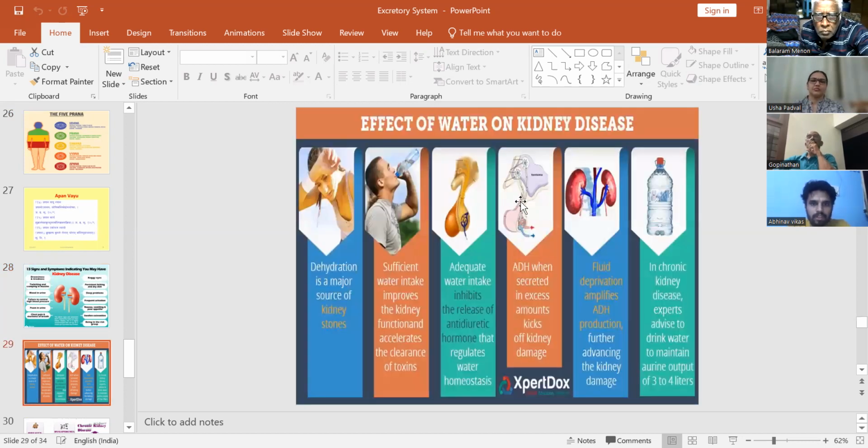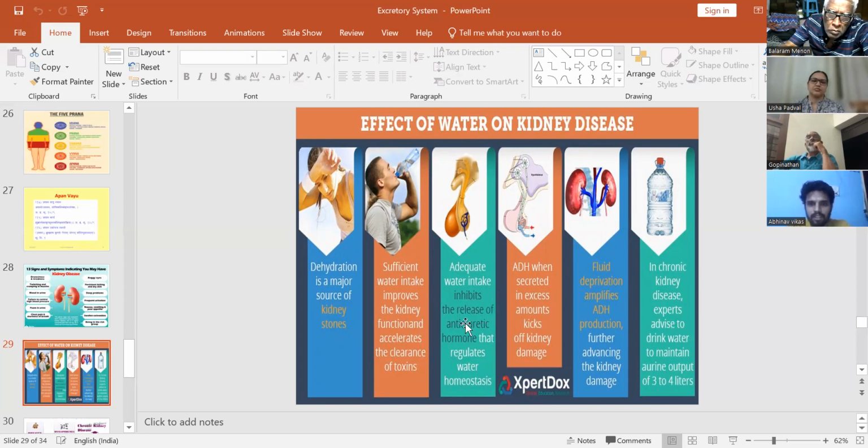Effects of water on kidney disease. See, dehydration is a major source of kidney stones. What happens if you are dehydrated, if sufficient water is not taken? Sufficient water intake improves kidney functionality and accelerates the cleaning of the body. And if you do not take proper water, it even affects your whole body.